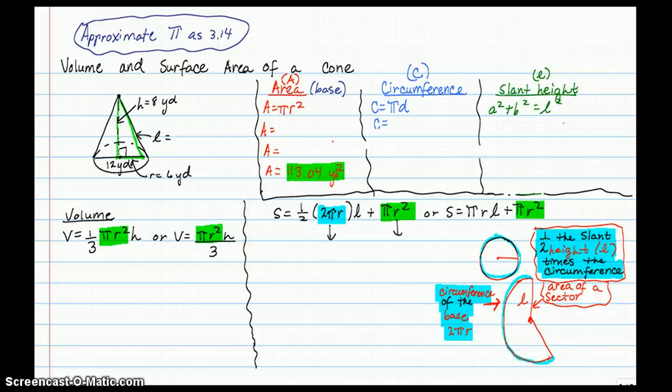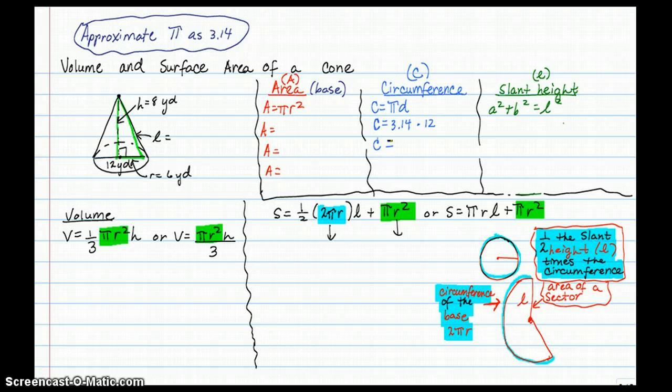Okay, I'd like you to listen to the parts as we go, and then I'm going to ask you to stop the recording and write some stuff down. So let's first look at our cone. I'll remind you to draw one again. We have here the diameter, which is 12 yards. That works really great for circumference, so let's calculate the circumference using diameter. C equals pi d. So pi approximated as 3.14 times the diameter of 12.